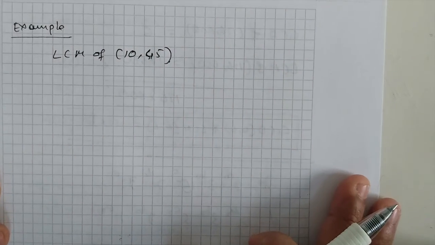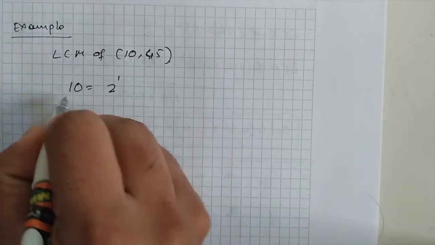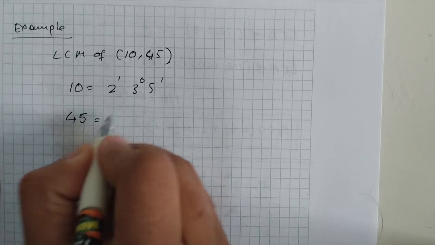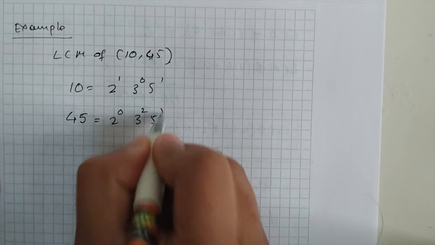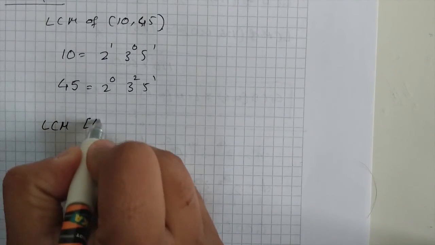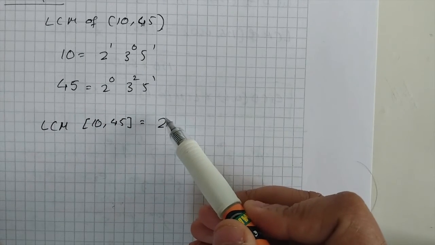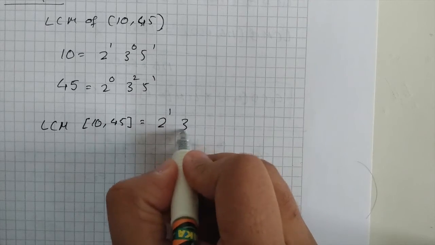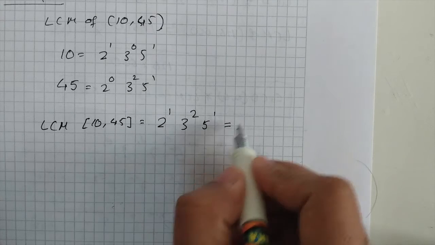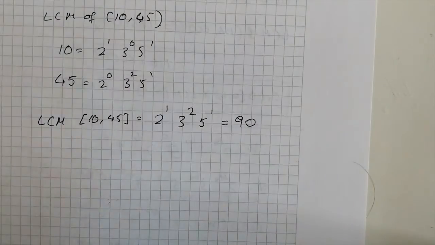Let us try and find out the LCM of 10 and 45. When we break 10 down to its prime factors, we get 2 power 1, 3 power 0, 5 power 1. And when we break up 45, we get 2 power 0, 3 square, 5 power 1. To find the LCM of 10 and 45, we write 2 to the maximum power, which here is 1, 3 with the maximum power 2, and 5 with the maximum power 1 itself. So the answer is 90. So 90 is the LCM of 10 and 45.